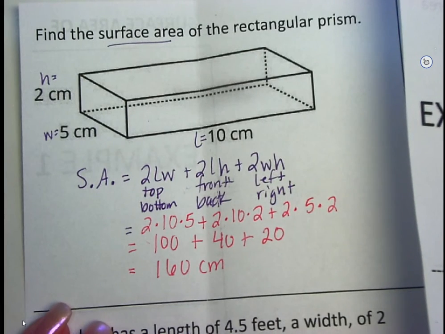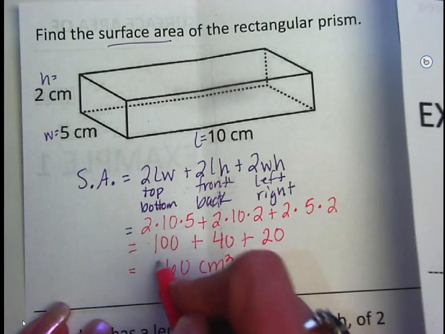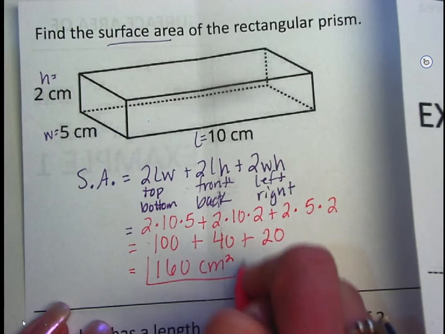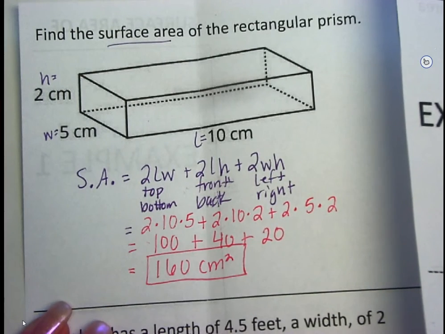And then what is the unit that I use with this? Was this squared? Good. It's square because it's just a surface area. We're just talking about the surface, which is 2-dimensional. It's not 3-dimensional, which is what we use for volume. We're not filling up the prism, we're covering it.